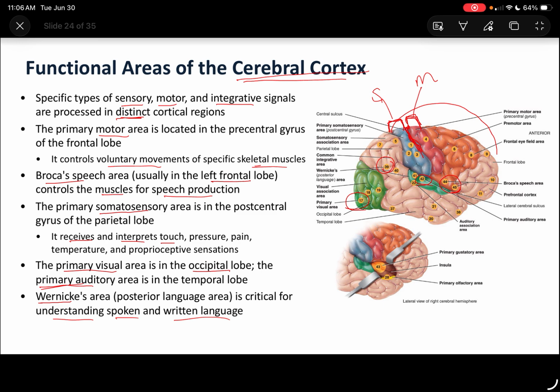So again, we've got the 5 lobes of the brain. We've got the frontal lobe, our occipital lobe, our temporal lobe, and our parietal lobe. Oh, and then tucked in here we're going to have our insula.